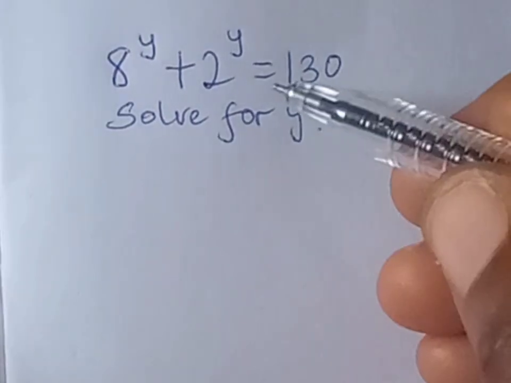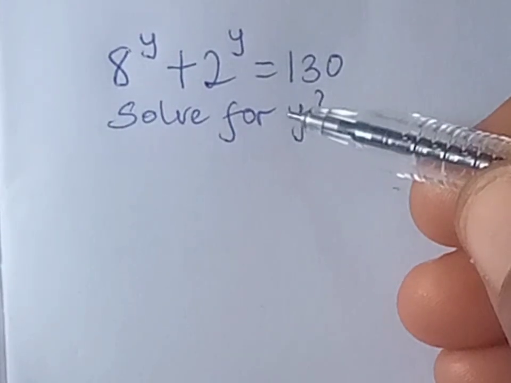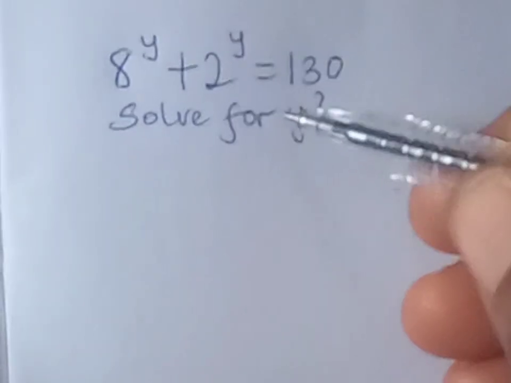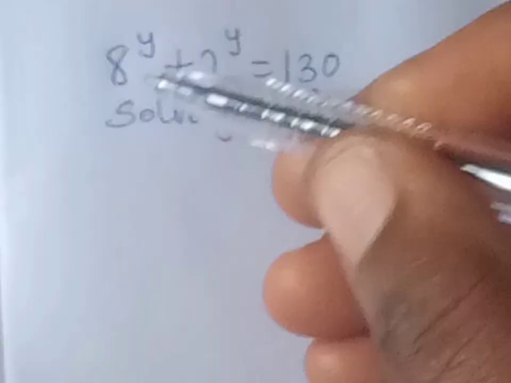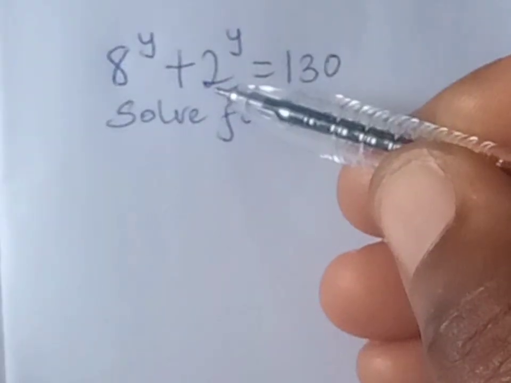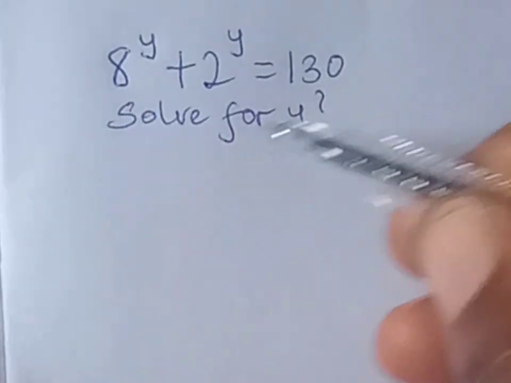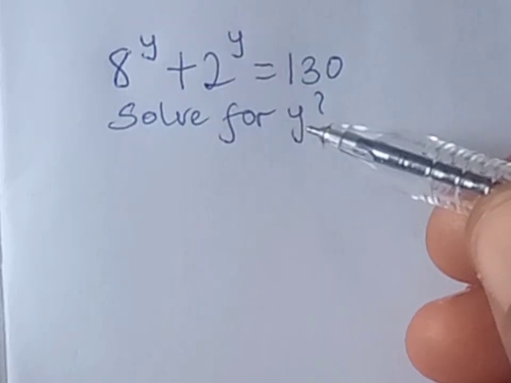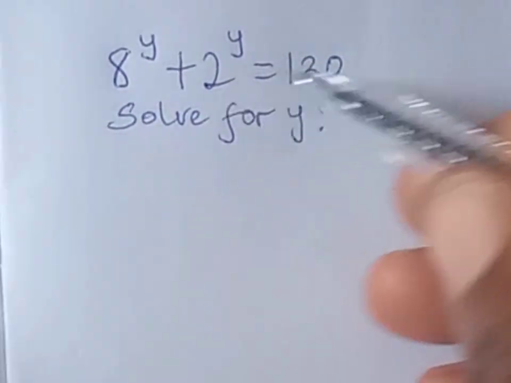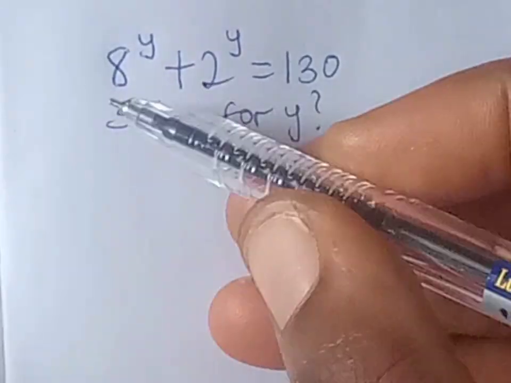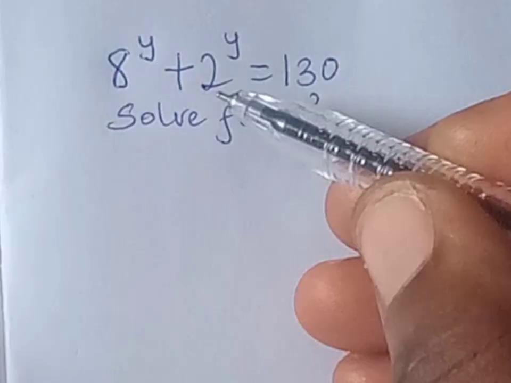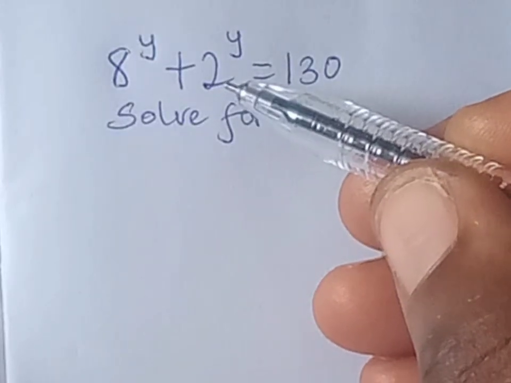Hello everyone, here is a math Olympiad challenge we need to solve, and the question says 8 raised to the power of y plus 2 raised to the power of y equals 130. Solve for y. The first thing we need to note here is that we have two bases, base 8 and base 2, in which the two bases are related.